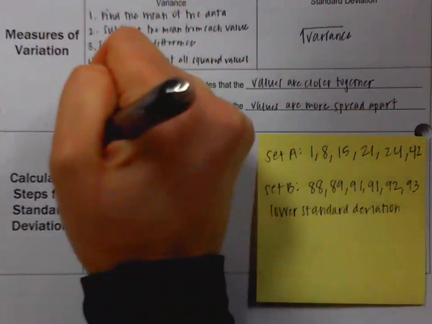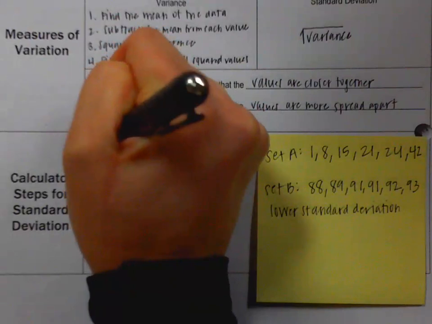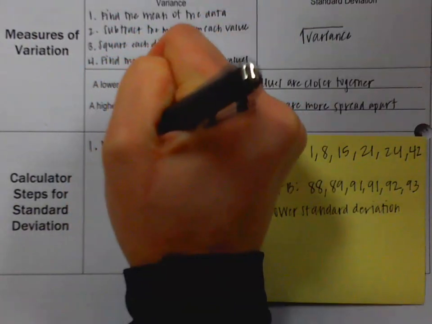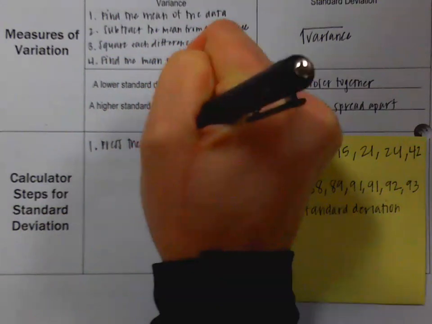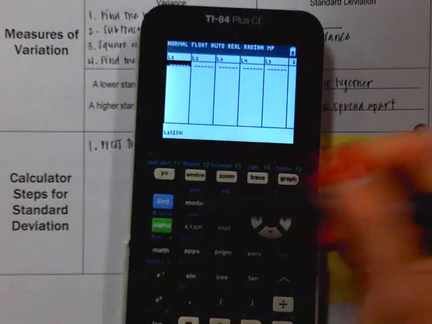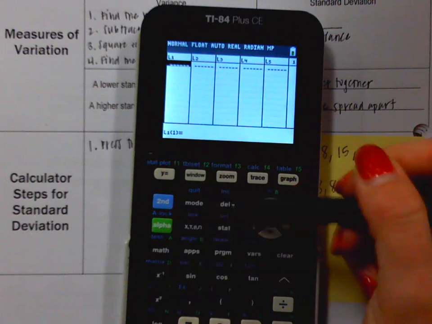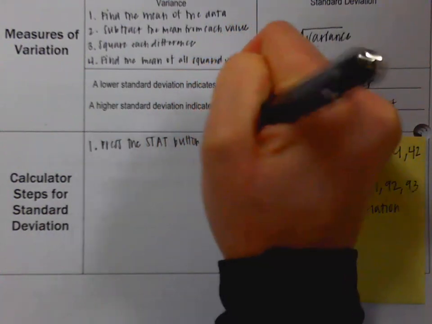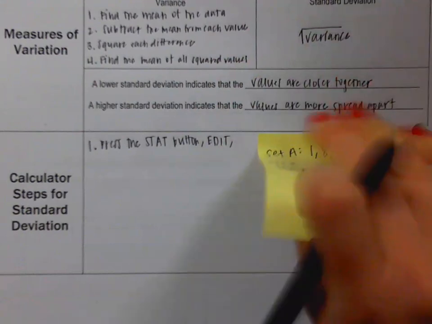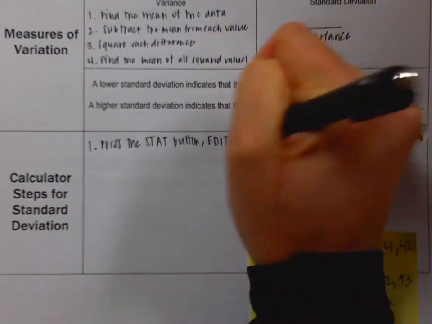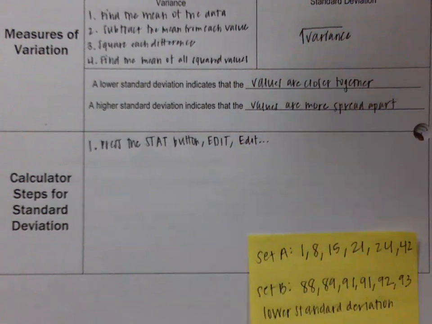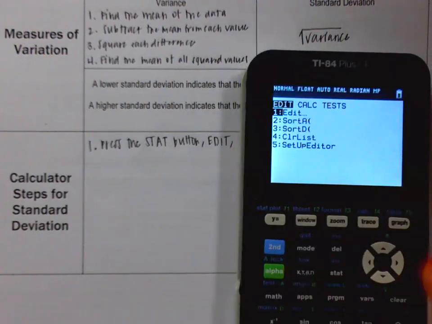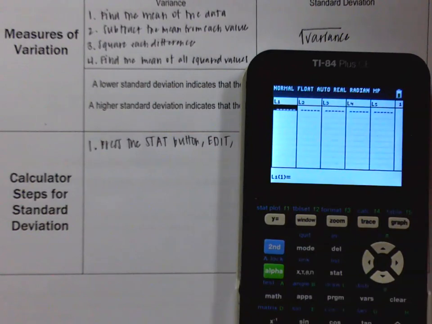So I'm just going to write that down. My first step is to press the stat button. The stat button is 3 columns over, 2 rows down. So press the stat button, edit, and then edit. So again, we press the stat button, we're in the edit category and then the edit subcategory, and then we're going to press enter.